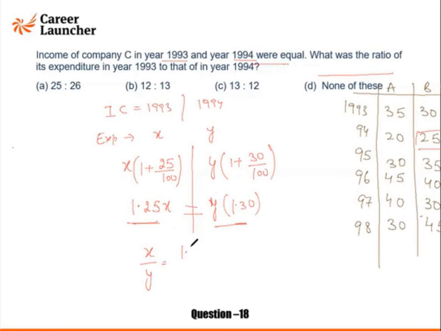So it will be 1.30 divided by 1.25. Simplify it to 130 by 125. Decimals cancelled out. 26 by 25. So the ratio of this year's cost price will be 26 is to 25. And the option that we will mark will be none of these. So let's move to the next question now. Question number 19.